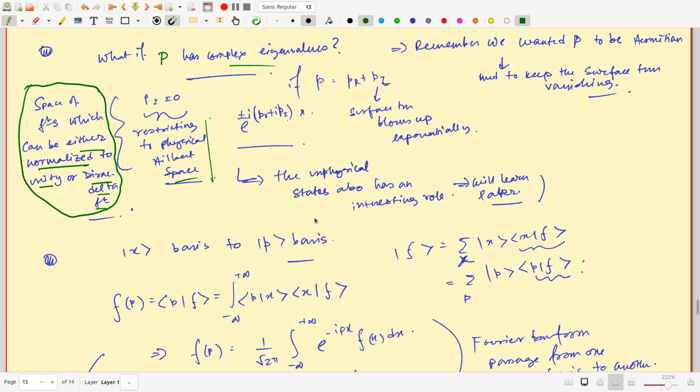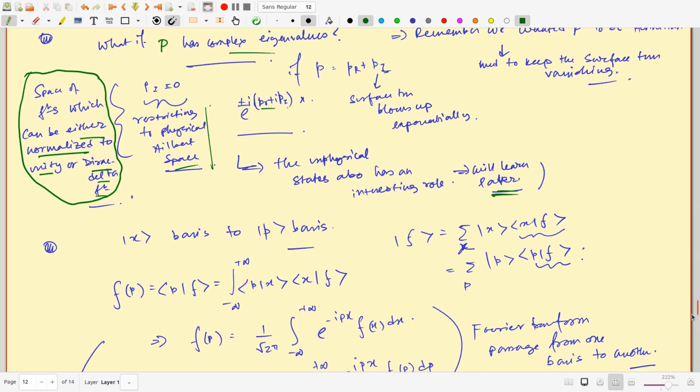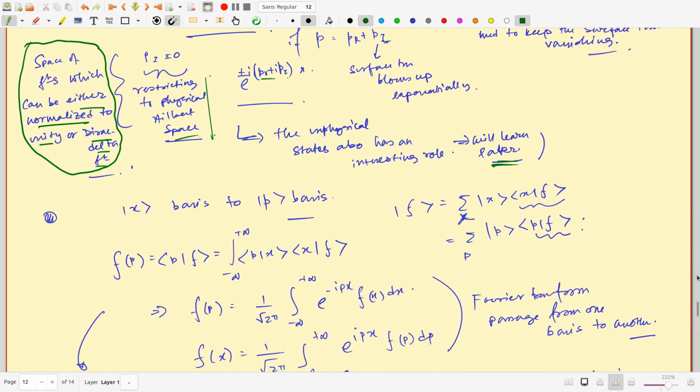So now we also notice that in some cases this unphysical state, which comes because of the complex numbers, will have some interesting applications and some interesting role to play, but that we will see later.